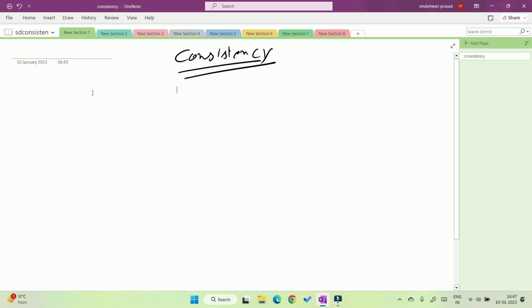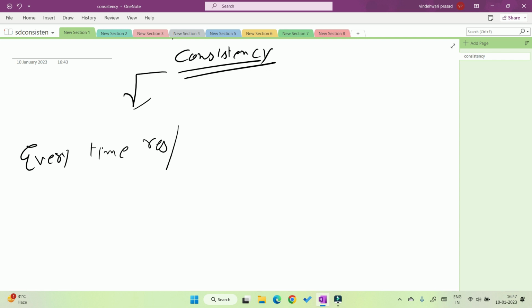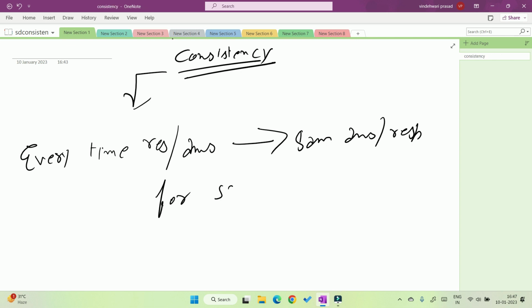Today we are going to discuss one of the most important concepts of system design, that is, what is consistency in system design. Consistency basically means every time you request any response or answer from an application, it gives the same answer or response for the same question or request.